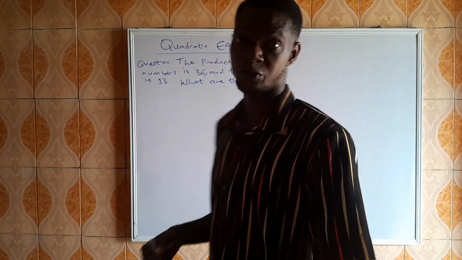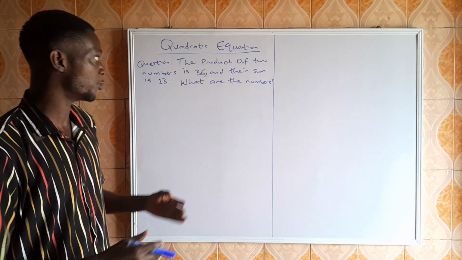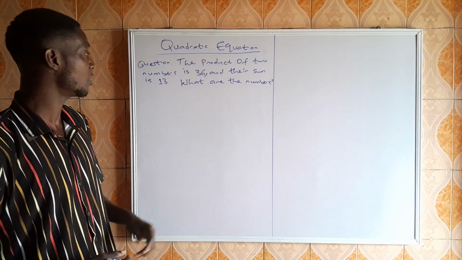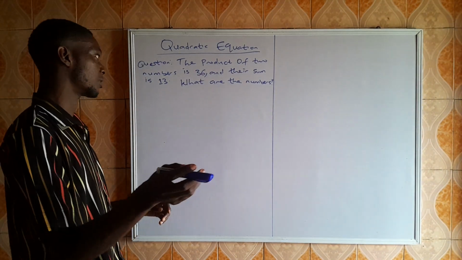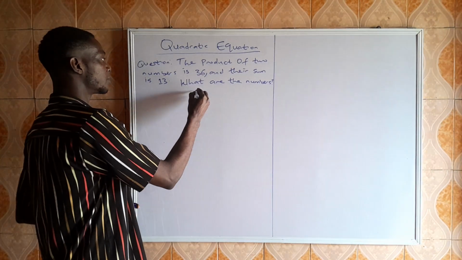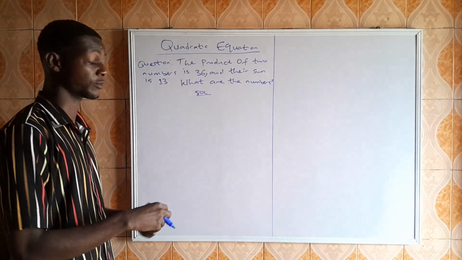In our previous session, we solved questions under factorization, completing the square, and also using the formula method. But I want us to treat this question today like a word problem leading to a quadratic equation. So we are going to be using the formula method to solve this question.